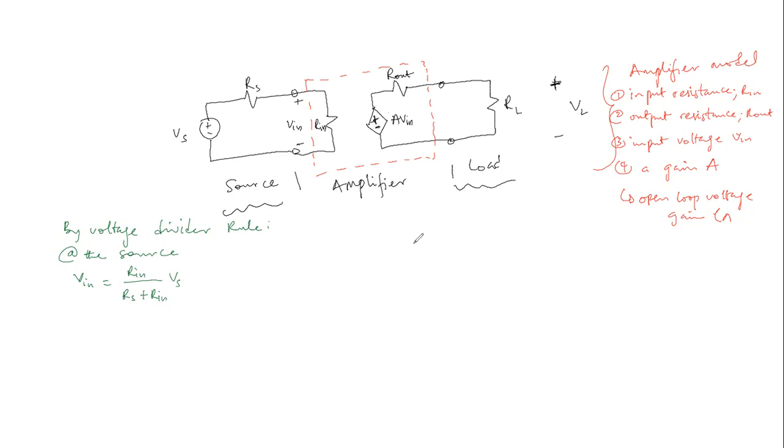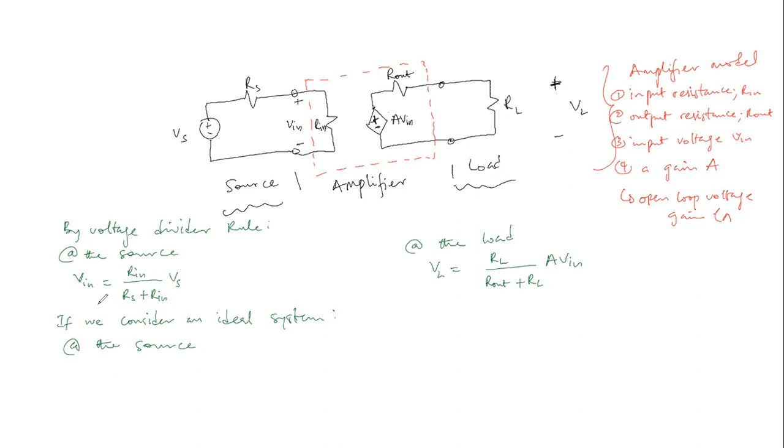And at the load, if we apply voltage divider rule, then V sub L, the load voltage, will be the same as RL divided by R out, the output resistance, plus the load resistance, times the amplified voltage, A V in. Now, if we consider an ideal system, so let's put that down. If we consider an ideal system, then at the source, Vs will be the same as V in.